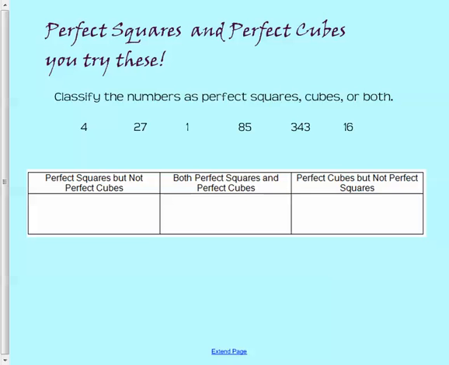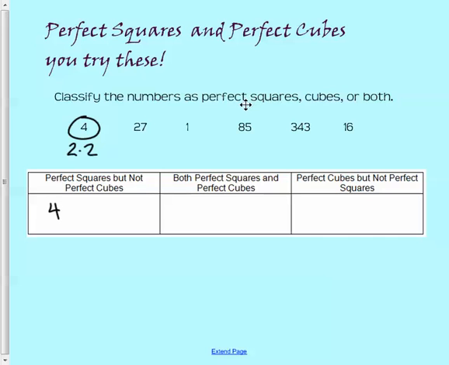So, what is a perfect cube or a perfect square? I merged those two together. So, we are going to classify these as being either perfect squares or perfect cubes or both. So, if we look at 4, 2 times 2 gives us 4. Is there any number that I can multiply by itself 3 times to give me 4? The answer is no. So it's a perfect square, but it's not a perfect cube.